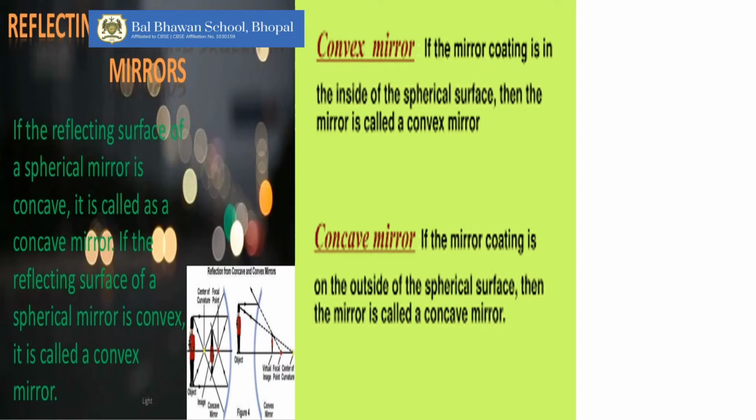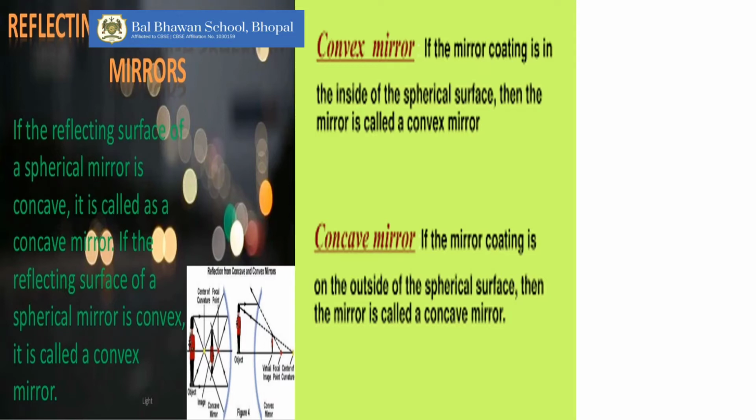Now, let us see how we get our convex mirror. We get a convex mirror, children, when there is a coating of the material on the inside of the spherical mirror. Then the mirror we get is a convex mirror. When we talk about a concave mirror, the coating is on the outside of the spherical surface, then the mirror is known as a concave mirror.